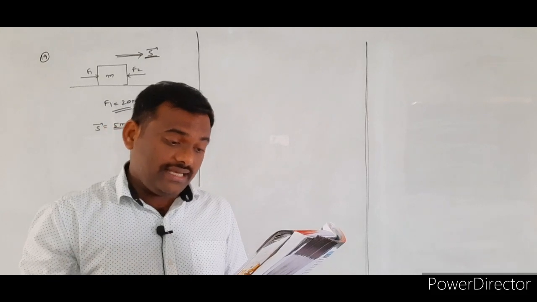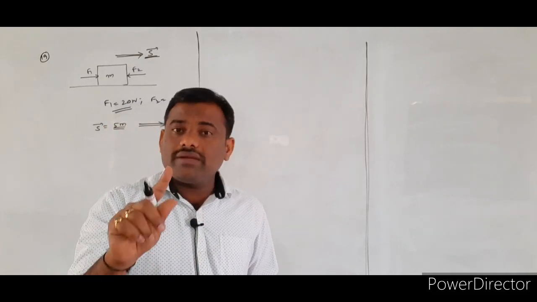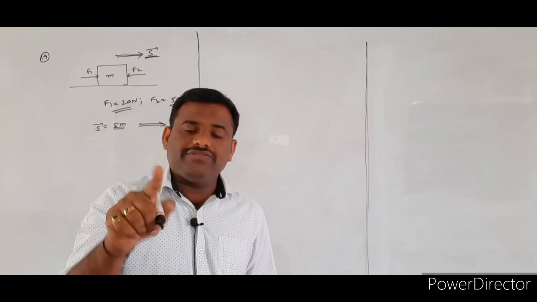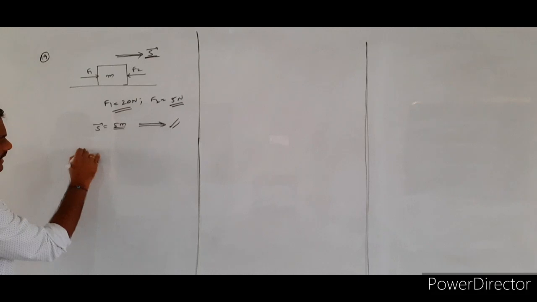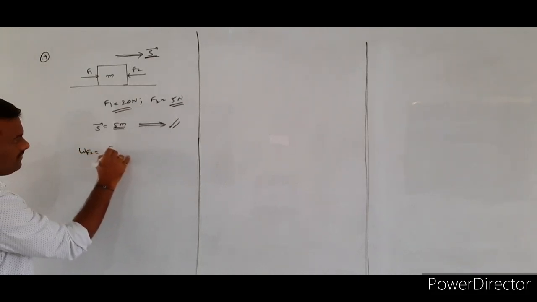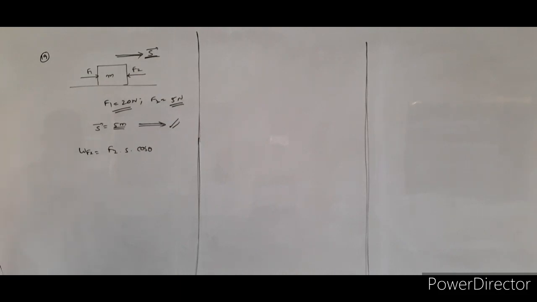Then what they are asking, see here: work done by F2. Work done by F2, not work done by the net force. Don't confuse. So work done by F2 is equal to F2 into S into cos theta.